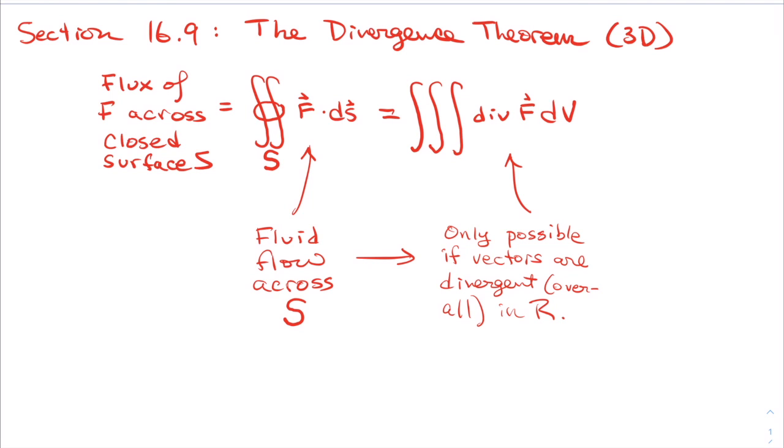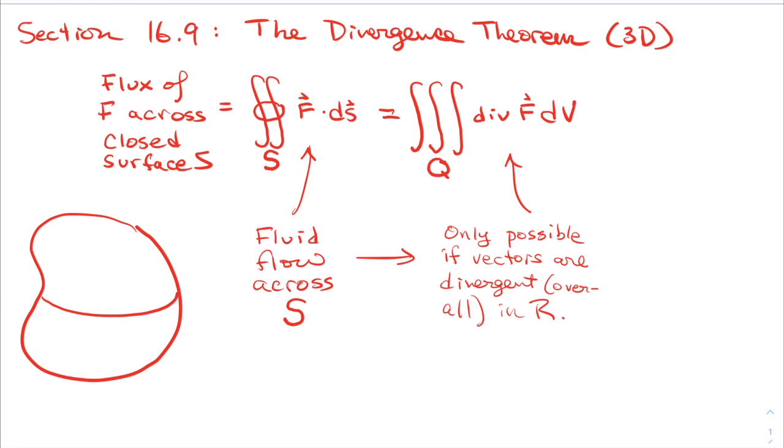And let's call the region inside here Q. Okay, so the surface, it's best to draw a little picture, I guess. Again, the surface is S, but inside we have a solid, or a region inside three-dimensionally, that's Q. Okay, so this is only possible if vectors are divergent over all in, not R, but Q now.